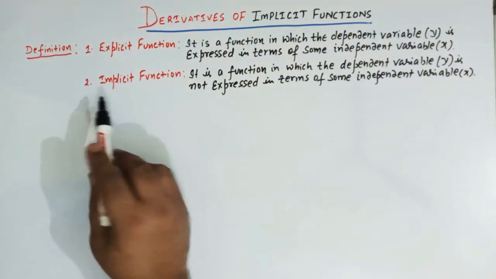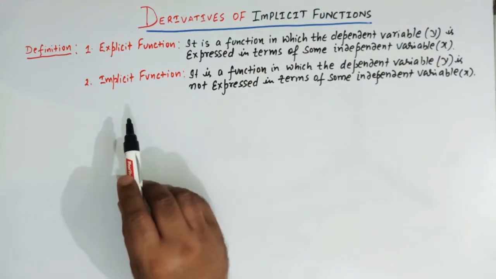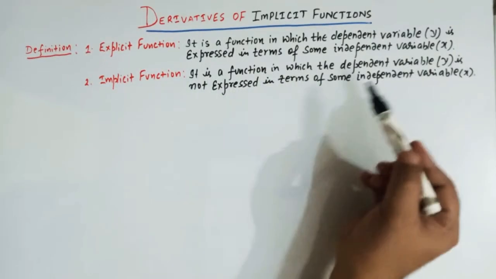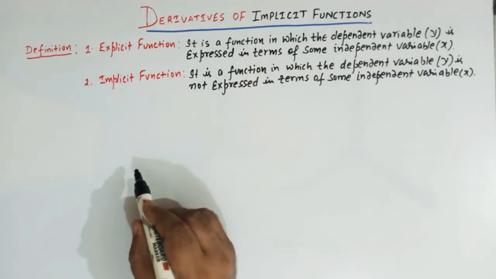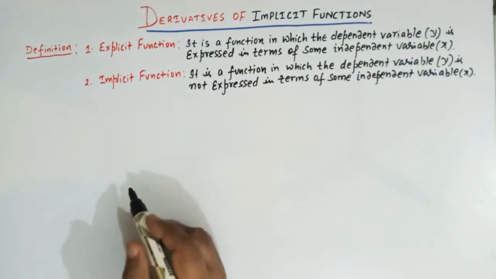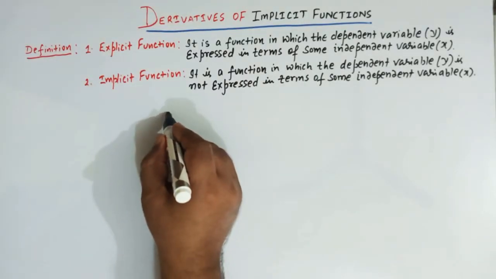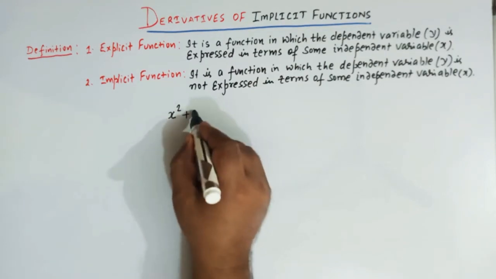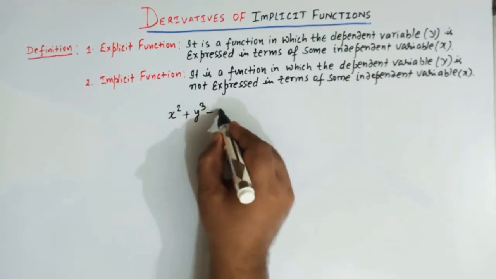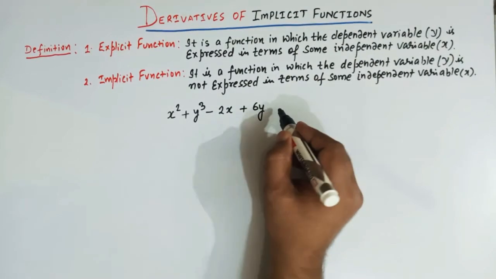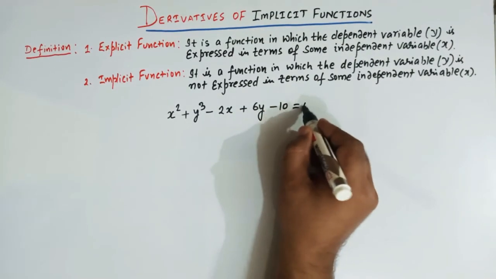So here I have quoted 2 examples. Now let us take some examples of implicit functions. Let me remind you once again, the definition of implicit function: it is a function in which the dependent variable y is not expressed in terms of some independent variable x. So let us take an example. Suppose we have an expression like this: x square plus y cube minus 2x plus 6y minus 10 is equal to 0.